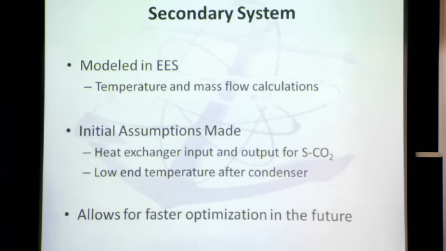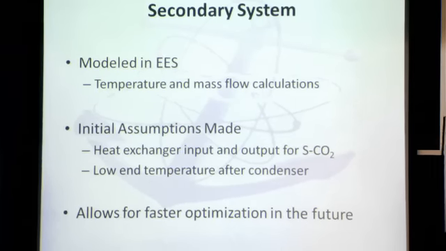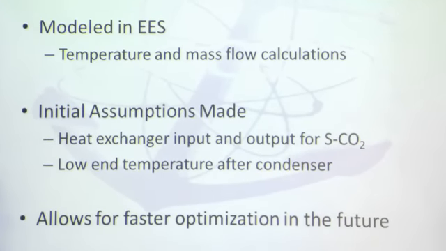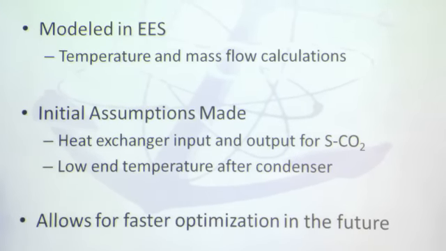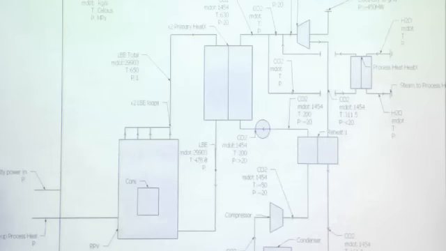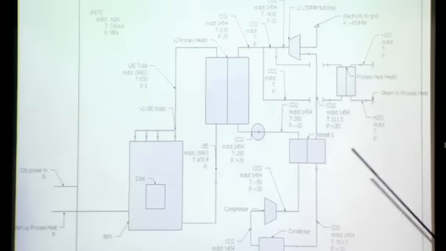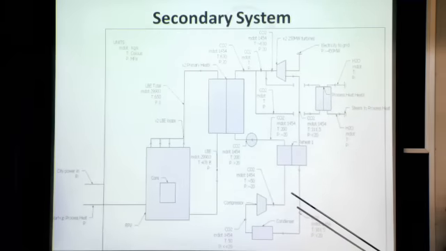So we're going to model our secondary system in EASE, which I've already begun to do. This is going to allow us to do much more efficient calculations for each of our parameters: mass flow, temperature, pressure, etc. When we first did the model in EASE, we made some initial assumptions and neglected some things to simplify it so we could get a first version out. But it's going to be very easy to move forward and make changes as we get new data and change parameters to optimize it. You can see our secondary system here with some initial numbers that we've plugged in using EASE calculations.